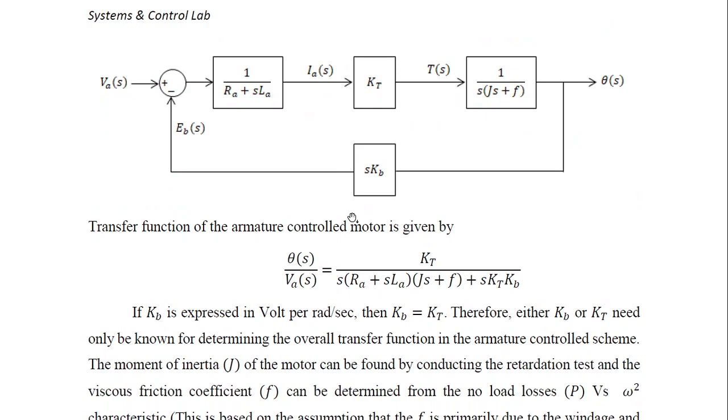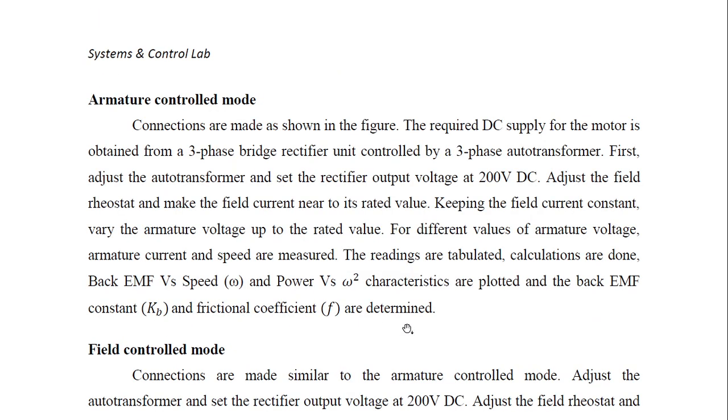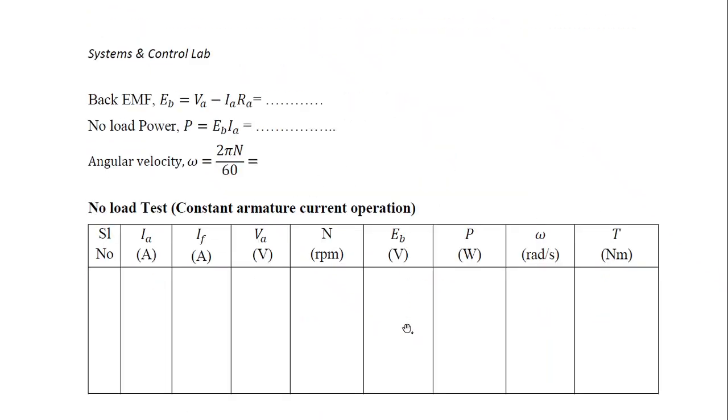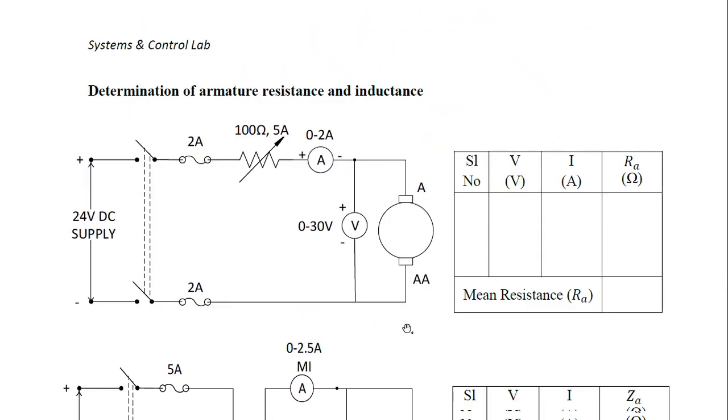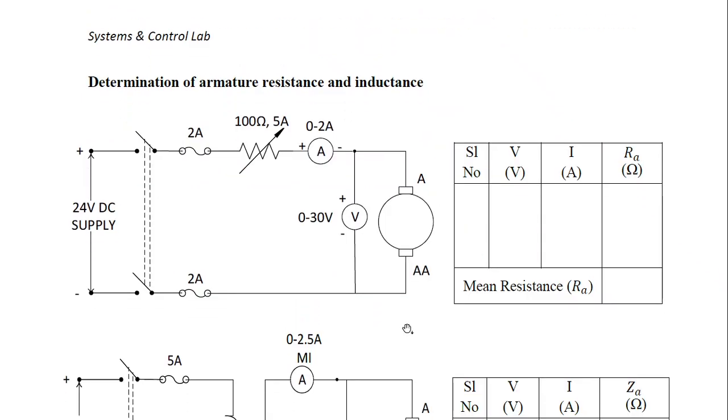DC servo motor, we got the value of Kb and Kt, and F we also got. J we don't have, we didn't get J till now. Then LA and RA. In order to find out these two parameters, we will conduct another experiment.